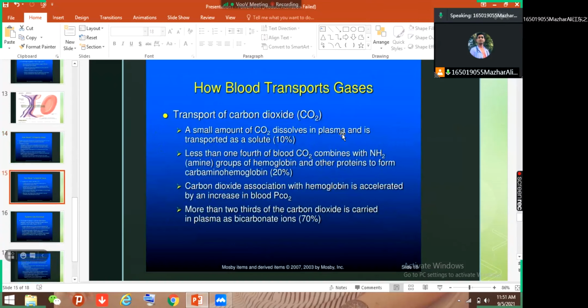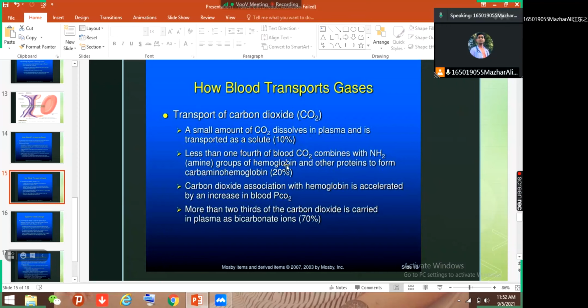And how is the carbon dioxide transported? So a small amount of carbon dioxide is dissolved in plasma and transported as solute, and less than one-fourth of blood carbon dioxide combines with the amine group of hemoglobin and other proteins to form carbaminohemoglobin. In the previous case with oxygen, mostly 80 to 90% of oxygen binds with hemoglobin, but here 20% of carbon dioxide combines with hemoglobin and is transported.